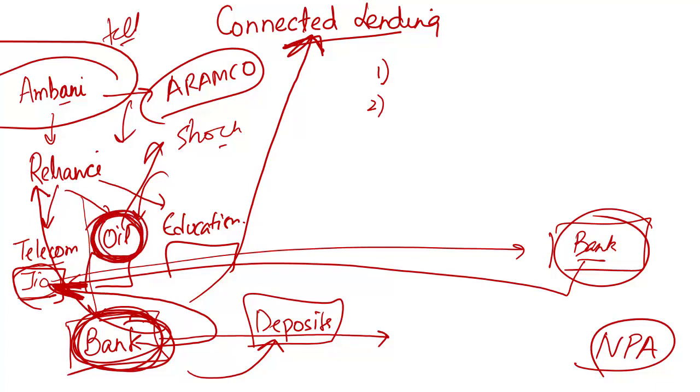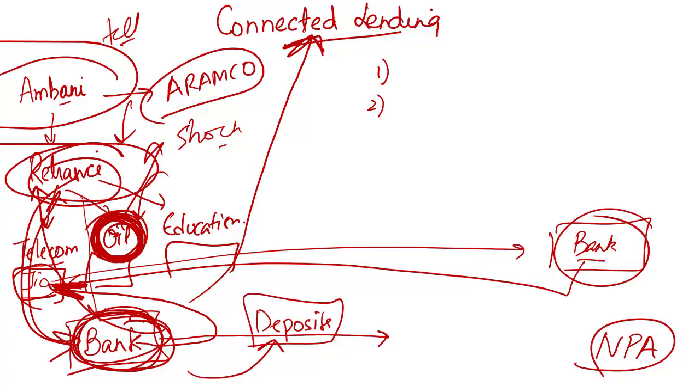But if one industry or one entity is affected, will it not affect the bank which is being promoted by this entity? So basically it means if the non-banking entities of this promoter are in trouble, then this bank is also in trouble.